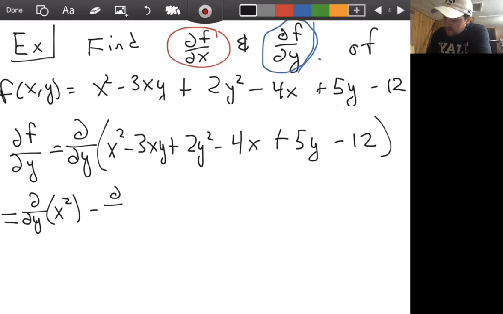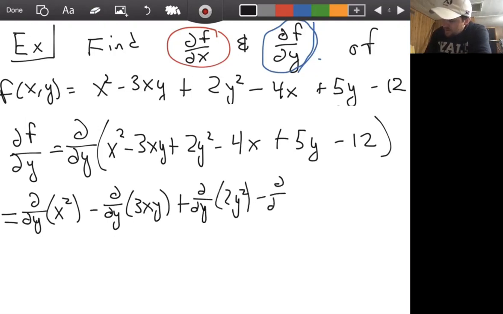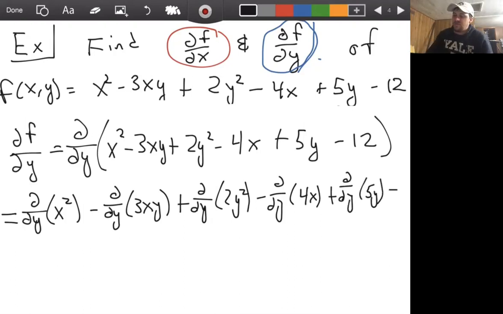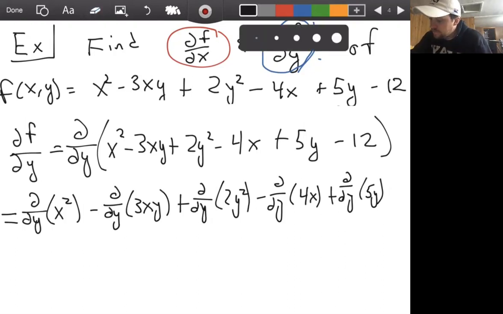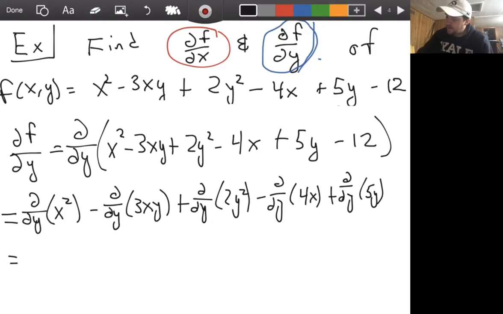So minus partial with respect to y of 3xy plus d dy of 2y squared minus d dy of 4x plus partial with respect to y of 5y, and then minus d dy of 12, which is 0, right? So I'll just leave that term off here to save some room. Okay, so I can write plus 0. Say we've already evaluated that last derivative. So now we're calculating the partial derivative with respect to y, and we'll go down the line here of each term.